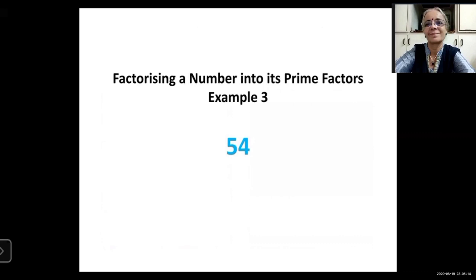And I give you 1 minute. Start doing in your notebook. Think as I thought. Unit place, 4. So just think whether it can be divided by 2 or not. Then divide. Do the division. Then write the answer. 54 is equal to 2 into whatever answer you get. Okay, do it.